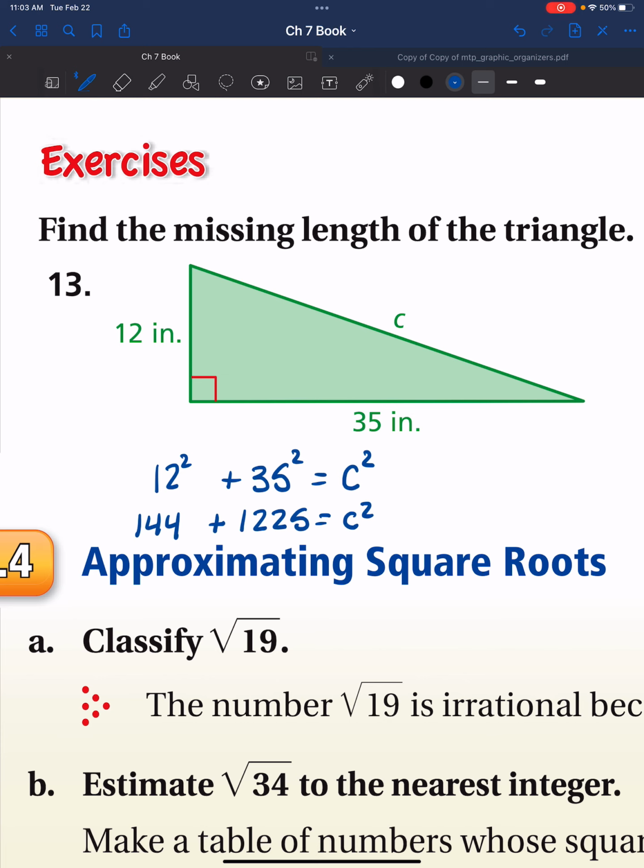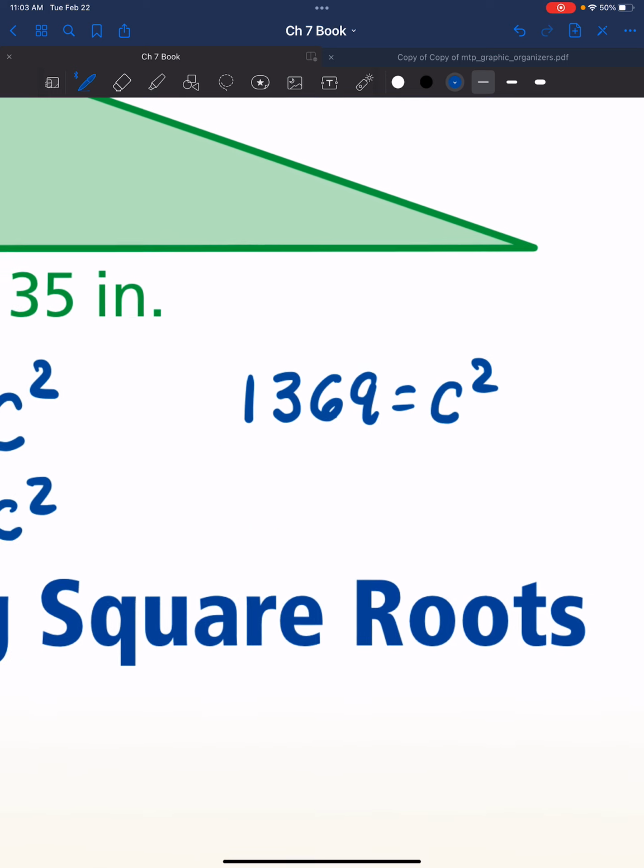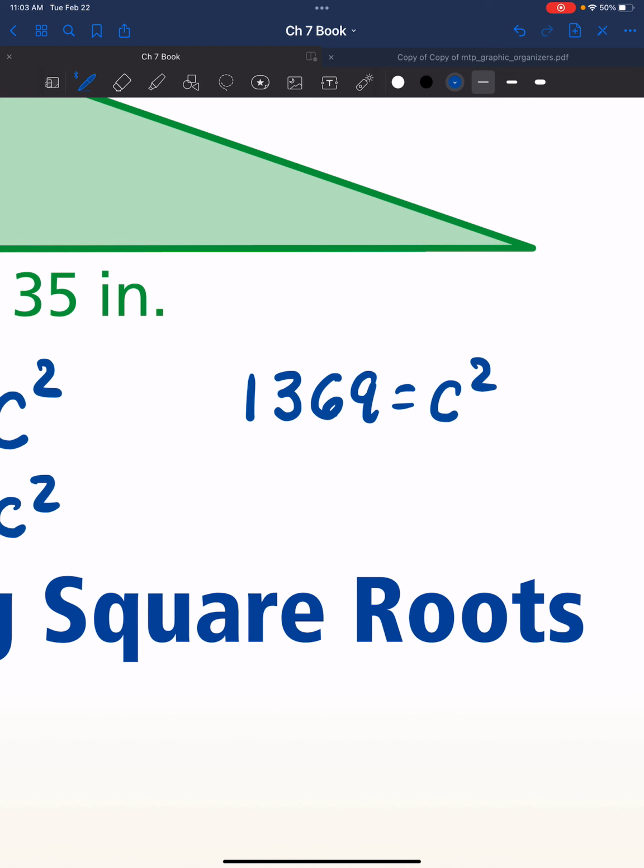1369. So square. Add your like terms first. What's 144 plus 1,225? 1,369. So 1,369 equals c squared. How do I get c squared by itself? You square root both sides, and that gets rid of the squareds. 37 equals c. And does it make sense?